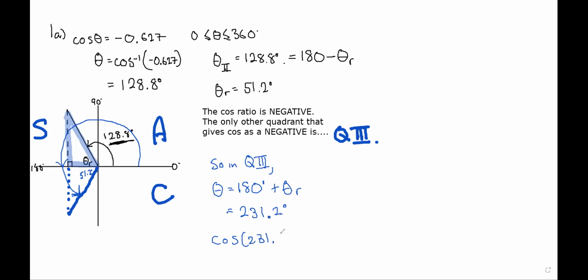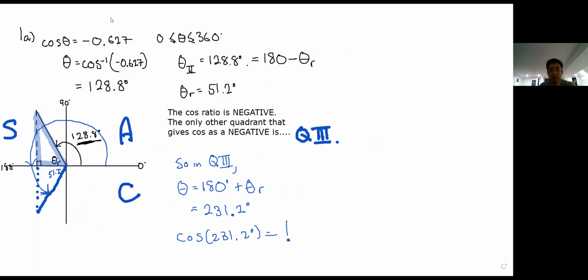And just to confirm, try it. Try cosine of 231.2 degrees. You should get the same negative value. Confirm, like I really want you to go through the motion and try it. Just give me a thumbs up if you've tried it. It also gives you a chance to test your calculator.